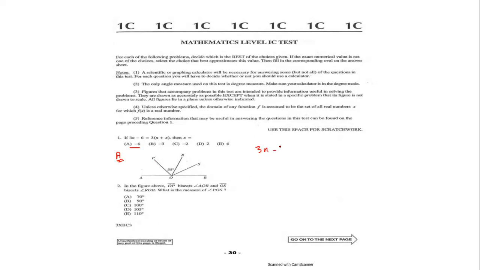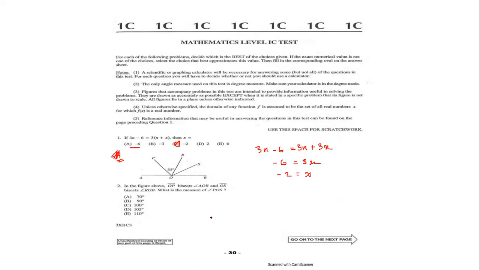Since we have 3n minus 6 equals the other side, which would also have 3n plus... Mr. We will distribute the 3. Yes, 3n plus 3x. Negative 6 equals 3x, so x equals negative 2. Yeah, it's a C.